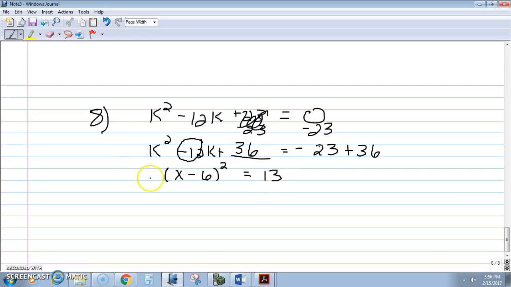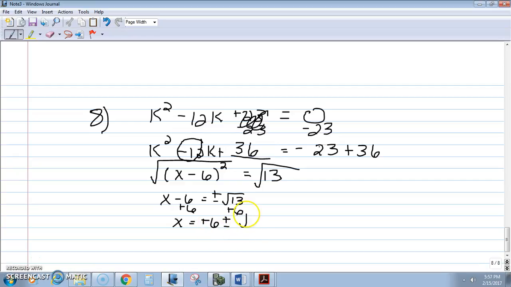Okay. Take the square root of both sides. X minus 6 is equal to plus or minus the square root of 13. So x is just equal to, if I add 6 to both sides, positive 6 plus or minus the square root of 13. And I'm just going to leave it like that and not turn it into a decimal because this is an exact answer. This is actually two answers, one with the plus and one with the minus, so that's perfectly okay.